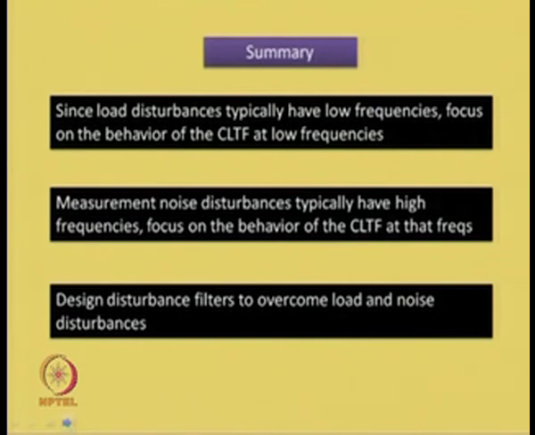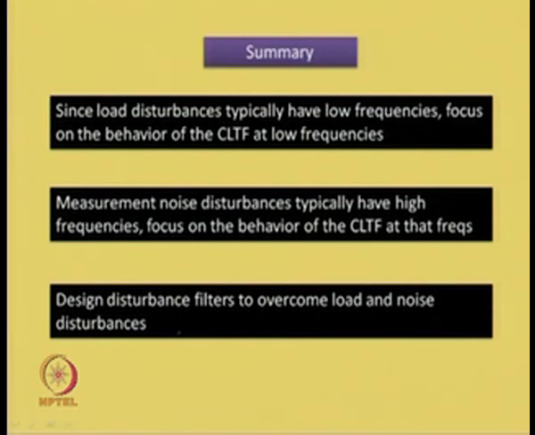Now, in summary, we can say load disturbances are typically of low frequencies. Therefore, focus on the behavior of the closed loop system at low frequencies should be made to design suitable compensators for rejecting load disturbances. Whereas, measurement noise disturbances are typically of very high frequencies. Therefore, focus should be on designing controllers that would reject high frequency inputs or excursions in the closed loop system.